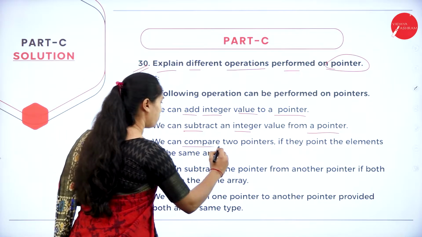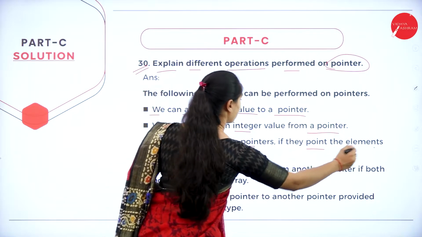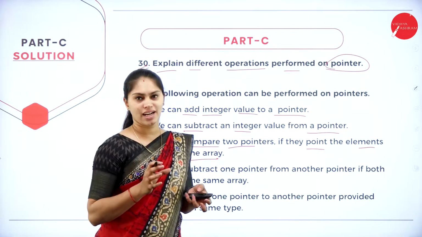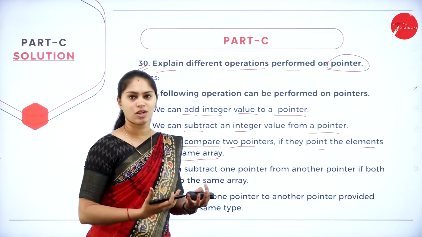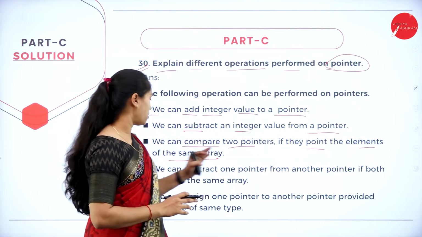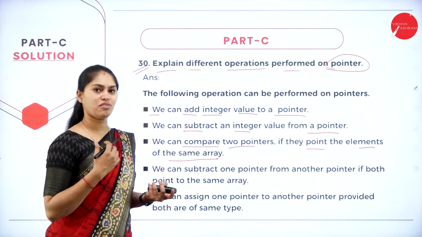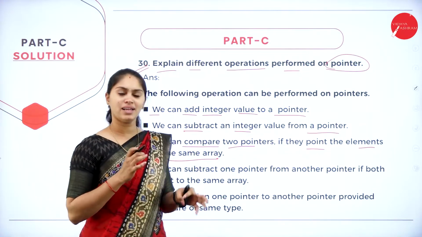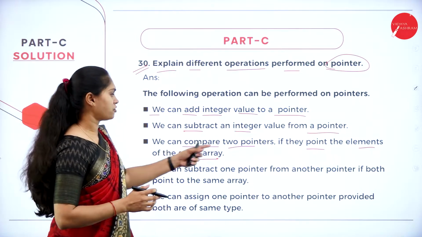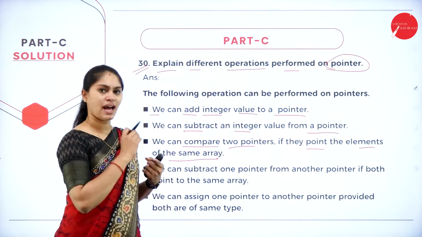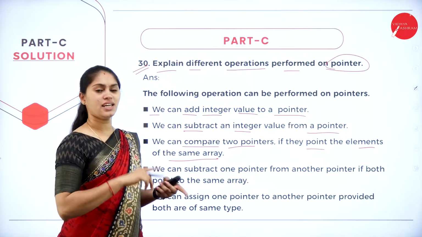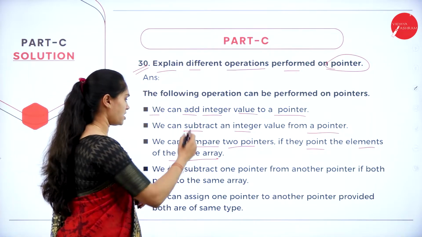Next, we can compare two pointers if they point to elements of the same array. I can make a comparison like which is greater, larger, smaller, lesser than, equal to. I can do the relational operation only if the pointers are pointing to the same array. So if you are comparing any two pointers, both must belong to the same array, then I can do the comparison of the two pointers. So remember: adding an integer value to the pointer, subtracting an integer value from the pointer, then comparison of two pointers. What is the next operation?